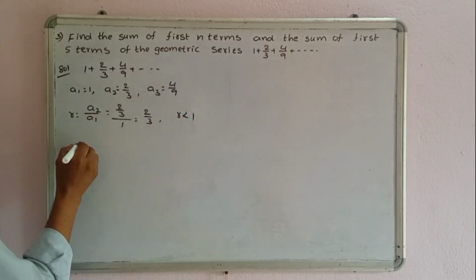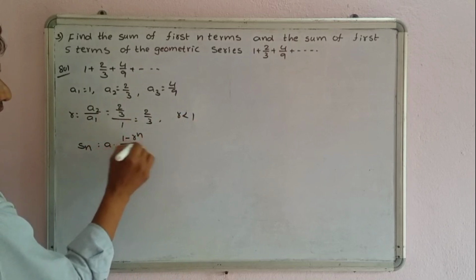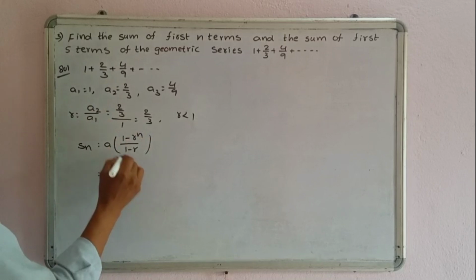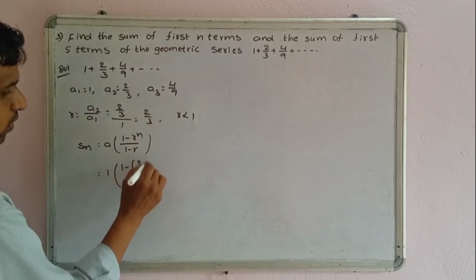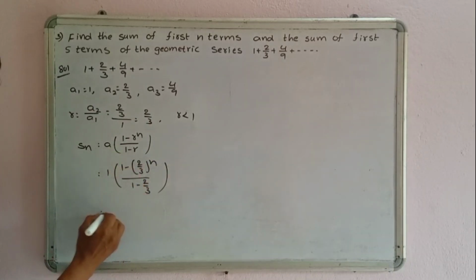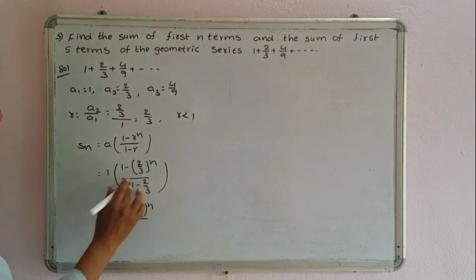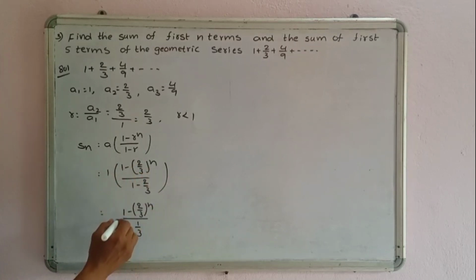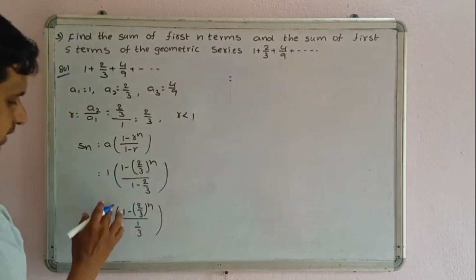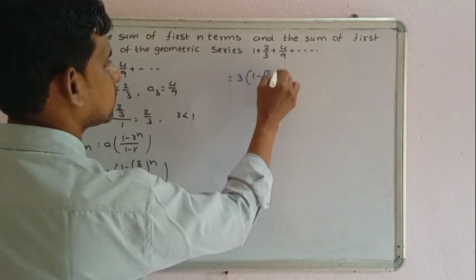1 కంటే తక్కువ ఉంది కాబట్టి Sn formula, sum of n terms formula, Sn equals to A into 1 minus R power n by 1 minus R. Okay, that equals to here A value 1 into 1 minus R value 2 by 3 whole power n by 1 minus 2 by 3. Okay, that equals to 1 minus 2 by 3 power n by, 3 minus 2 is 1 by 3. Okay, what is this? Sn. Okay, write one more step. That equals to 3 transpose to numerator, 3 into 1 minus 2 by 3 whole power n.